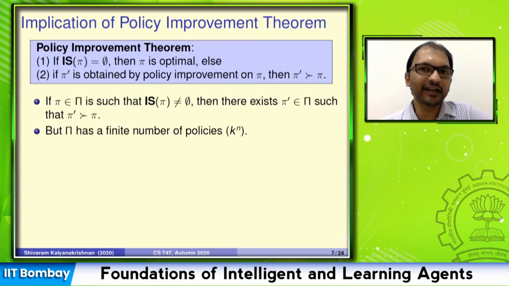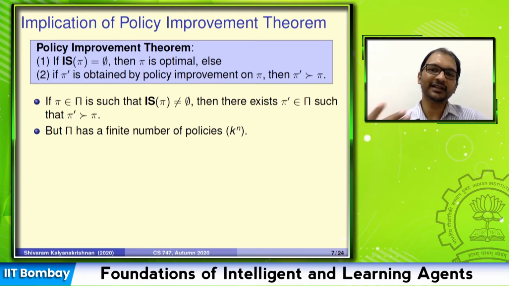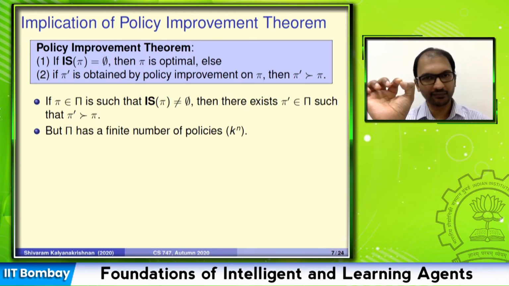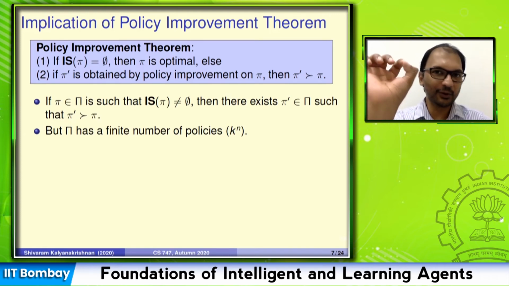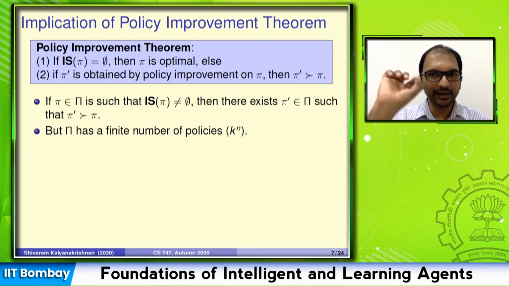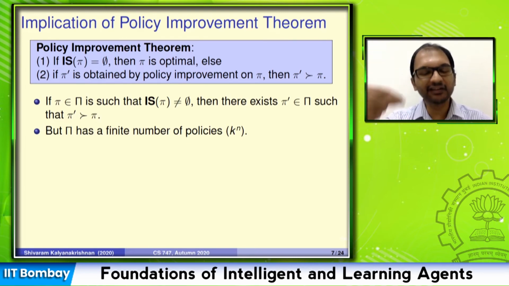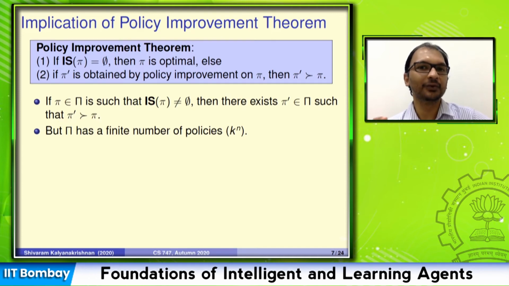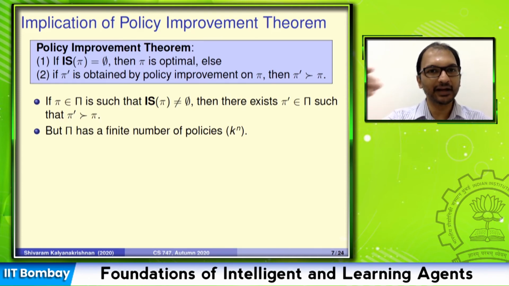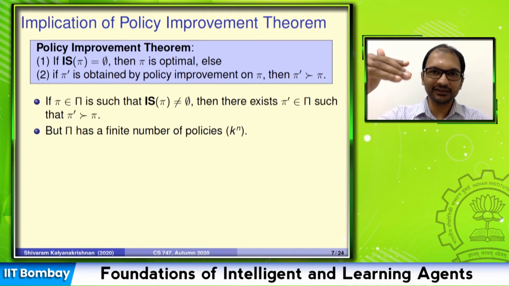We know that the set of policies, capital pi, is a finite set. It's got only k to the n policies. So if you pick some pi and it is improvable, you go from pi to some pi prime. From pi prime, again, you evaluate whether it has improvable states. If it is, you'll go to some pi double prime. Notice that by doing this over and over again, you will never come back to pi itself. Why is that? Because pi prime strictly dominates pi, pi double prime strictly dominates pi prime, and so on. So there's no way you can suddenly lose value and come back to pi. You'll never visit the same policy twice by doing this repeatedly.